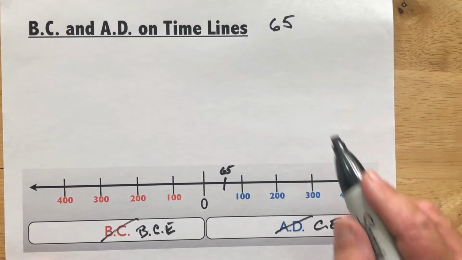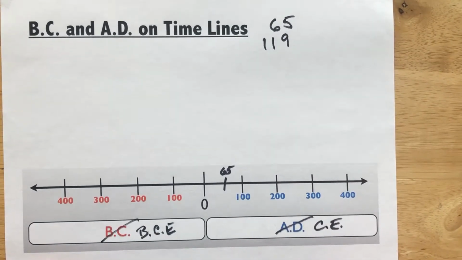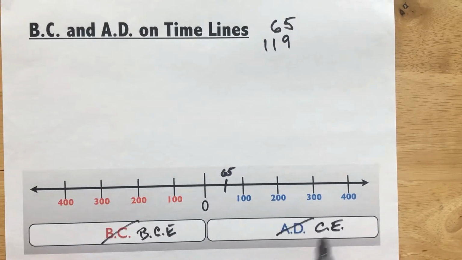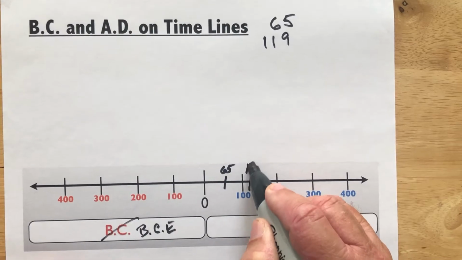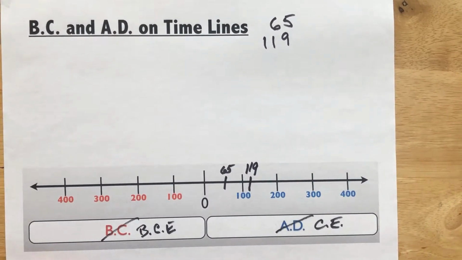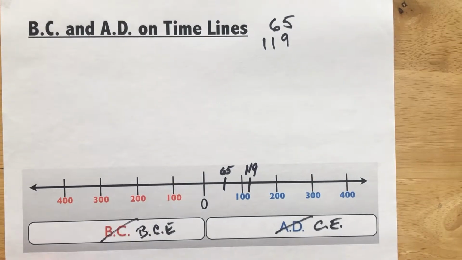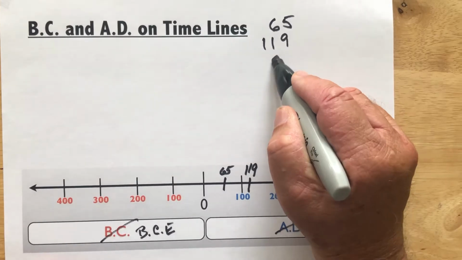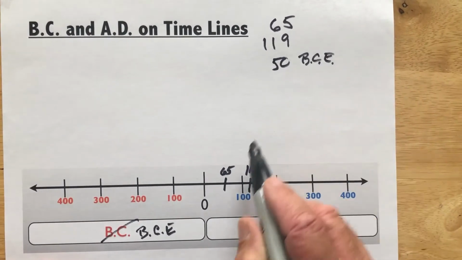If I place the year 119, again, it doesn't say BCE or CE, so I'm going to say it's automatically CE or AD, another term. 119 would go here. But what if we're talking about, let's say we're studying the Roman Empire, and we're talking about the year 50 BCE.